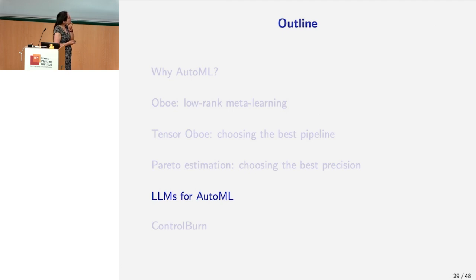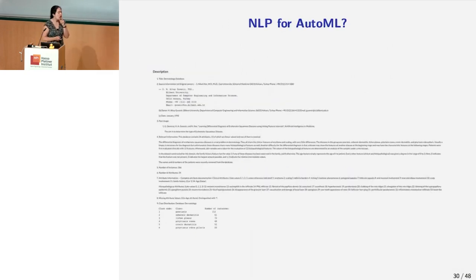We have 12 minutes. Yeah, let's sort of zoom. Let's go on to large language models for AutoML. Okay. So you think about what are fast ways to estimate models for AutoML, right?